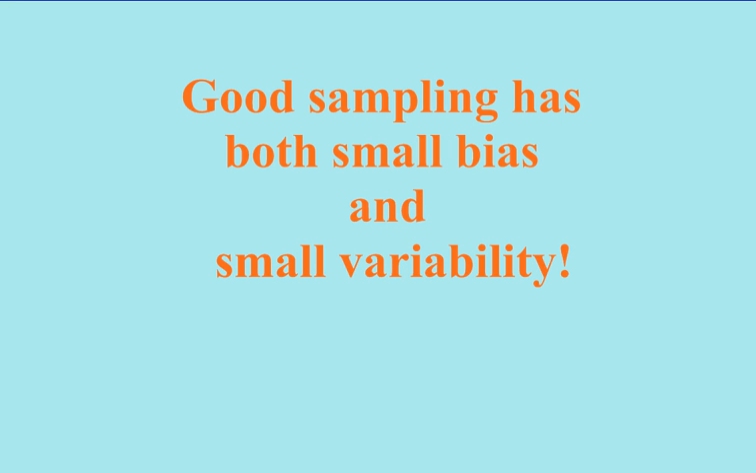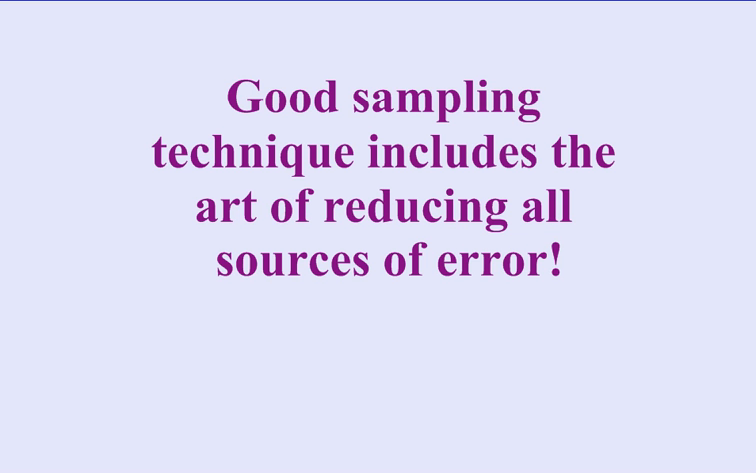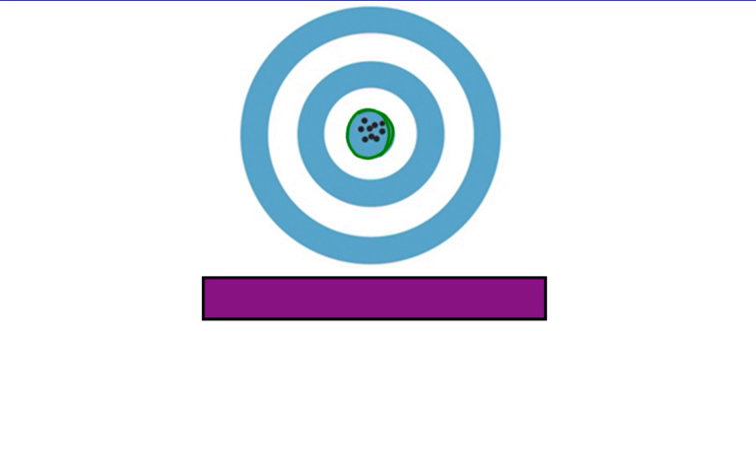Then we have some good sampling techniques. So here's some sampling that has both small bias and small variability. It says good sampling techniques include the art of reducing all sources of error. So we want to try and make sure that anything that could cause us to have bias is going to be removed from our sampling or our study.